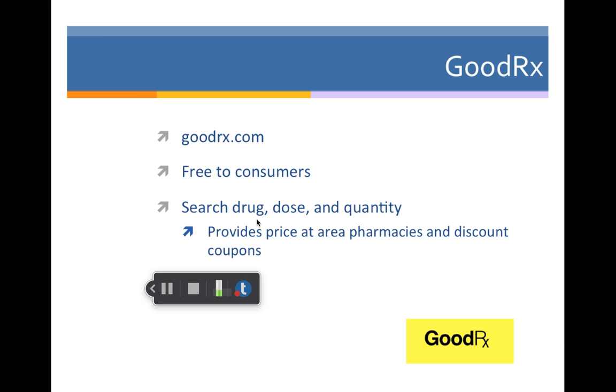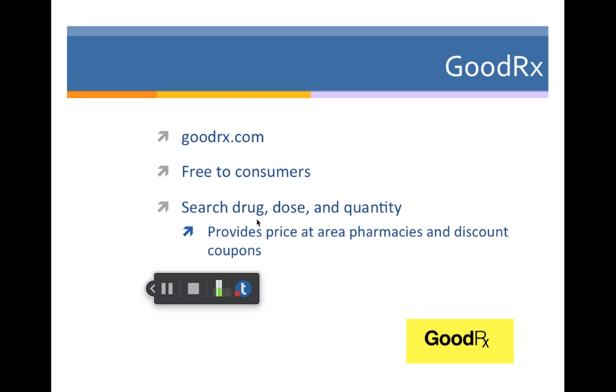So this is not an assistance program or sort of an access program. It's mostly a cash price program, again, like our Tennessee drug card. So it's free to consumers and is a website. And then they make their money by advertisements and referrals. So that's how it's offered at no cost to our consumers. And then patients are going to search by drug, dose, and quantity to get the cash price, and it provides the price at area pharmacies as well as discount coupons.